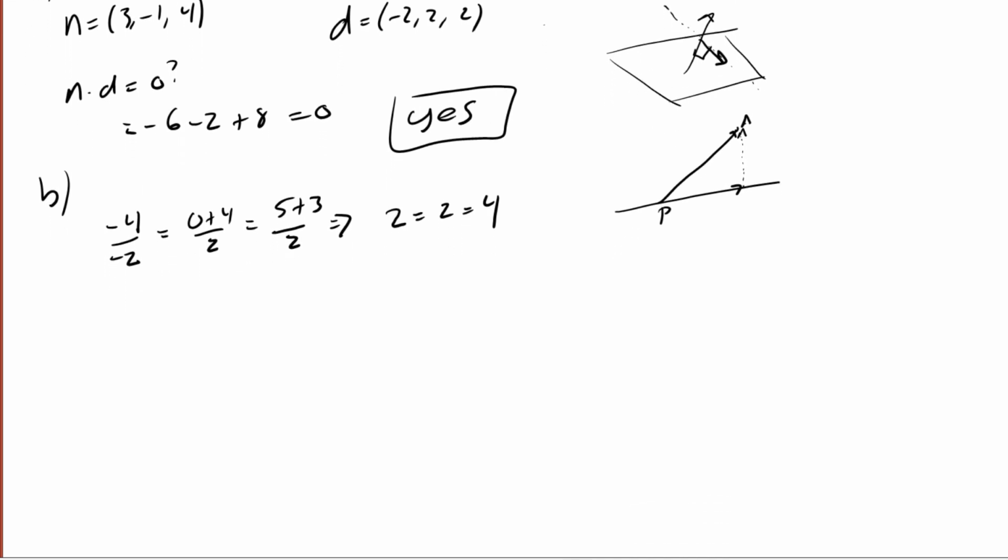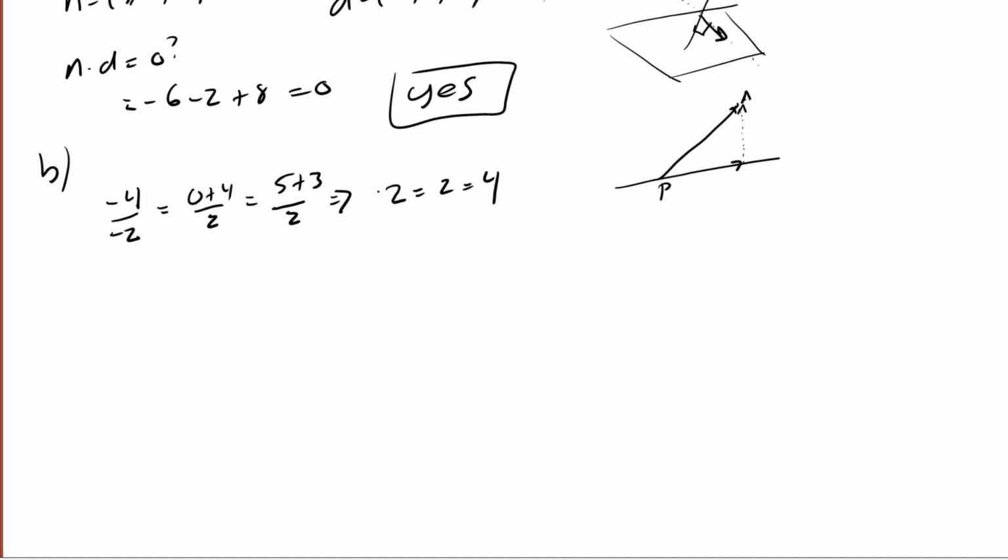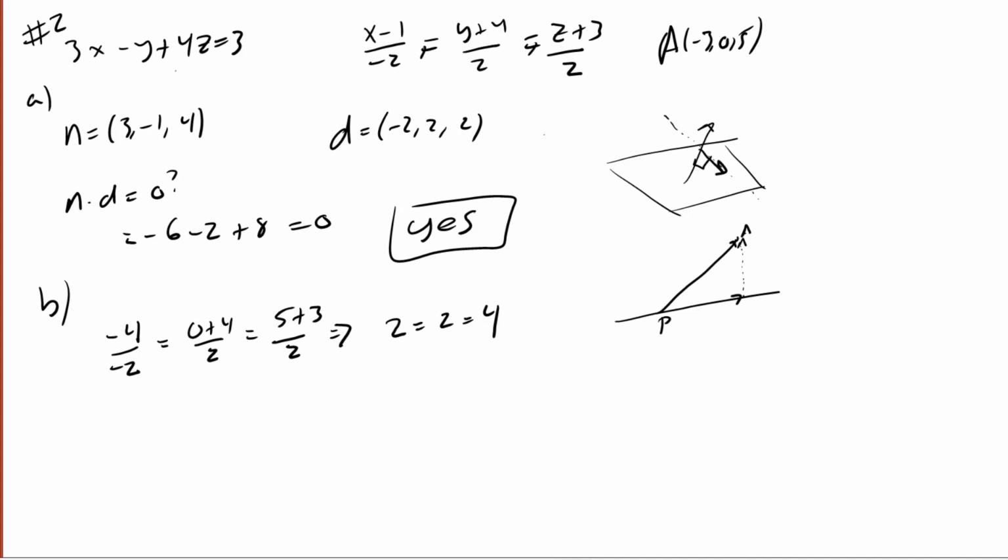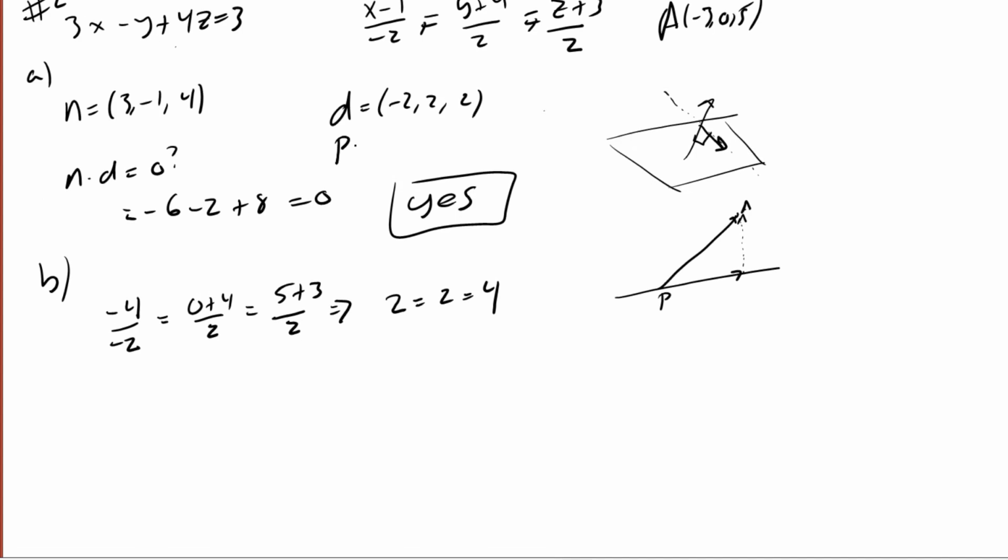Okay, so my point on the line I can read this off straight from here. My P is going to be 1, minus 4, minus 3. So the vector PA is A minus P, so that's going to be minus 3 minus 1, that's minus 4. 0 minus 4, that's 4. And 5 minus 3, that's 8. Okay, so that's this vector right here.